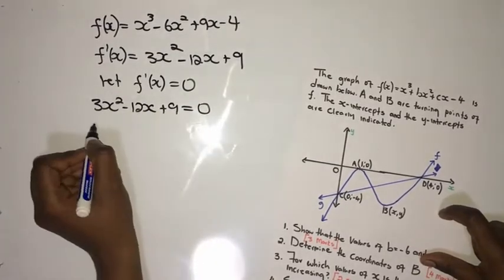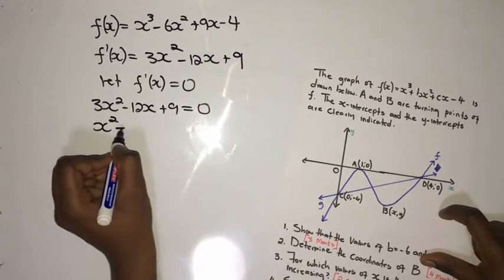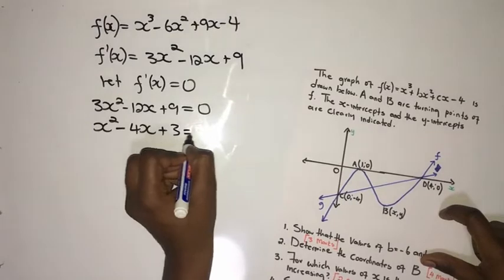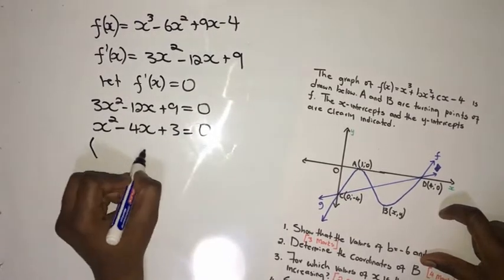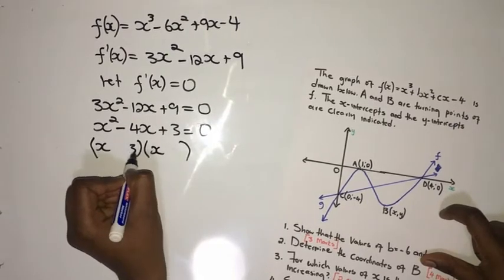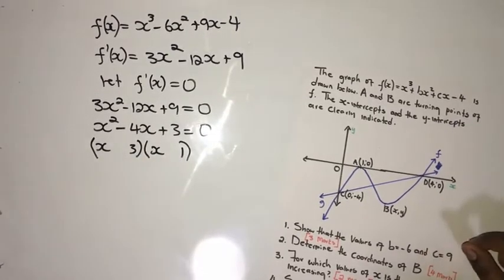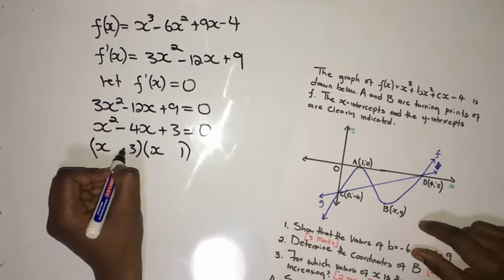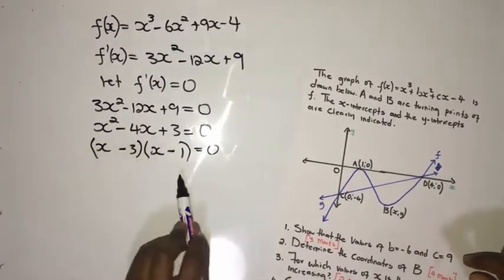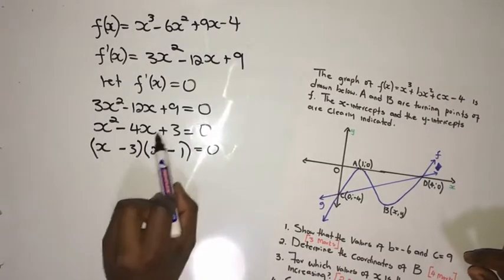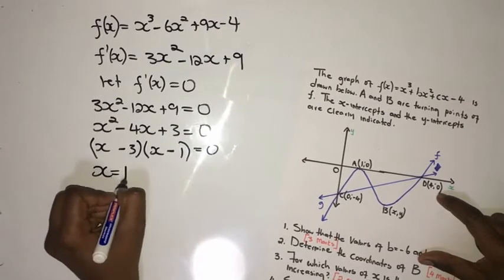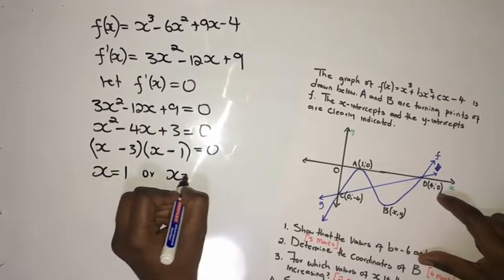We can divide by 3. We're getting x squared minus 4x plus 3 is equivalent to 0. Can we factorize this? Of course we can. So this is x and x, with 3 and 1. This is going to be minus minus, because minus 3x minus x gives us minus 4x there, and when you multiply them, you still get that. So now your x is 1 or your x is 3.